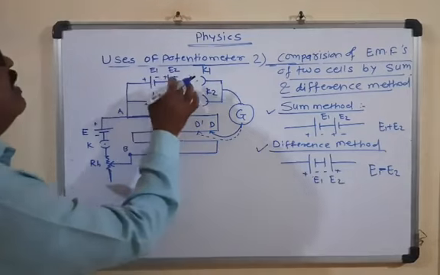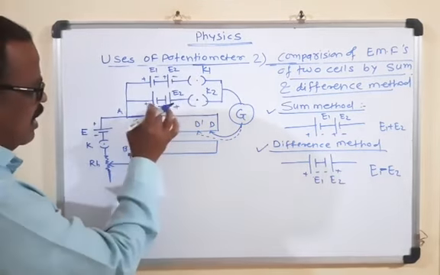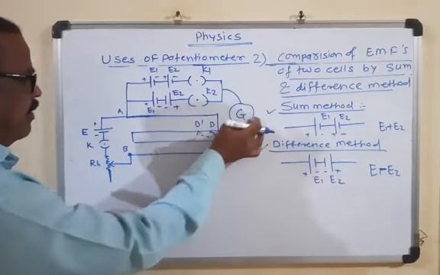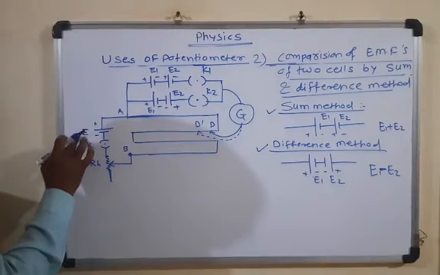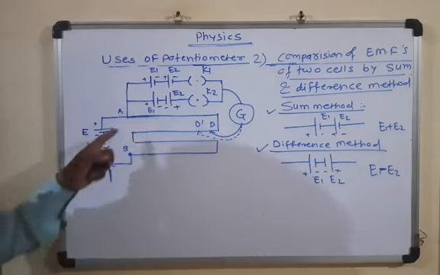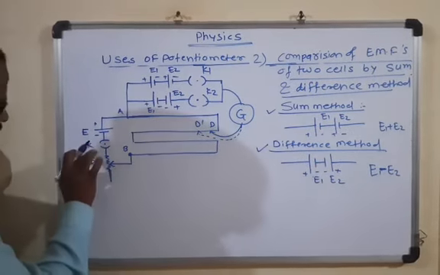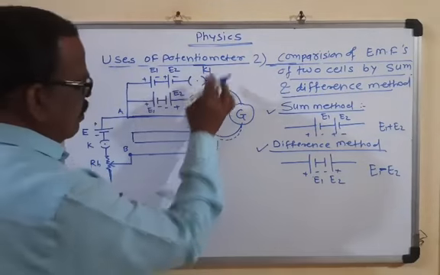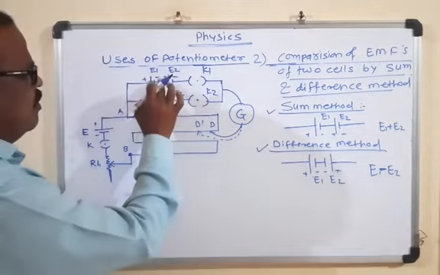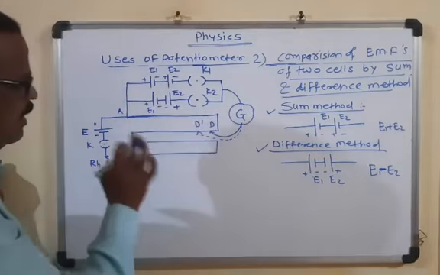The cells E1 and E2, which are connected in the sum method, can be connected in the difference method with the help of a key, jockey and galvanometer. Eliminator E, key K and rheostat are connected in series between the points A and B. Now, close the key K and K1, open the key K2. Therefore, the electromotive force E1 plus E2 falls on the wire between the points A and B.